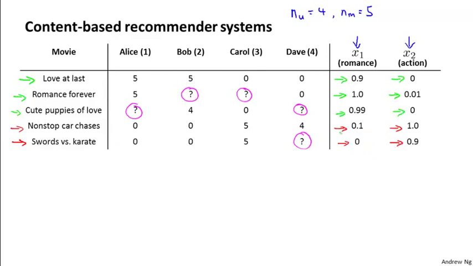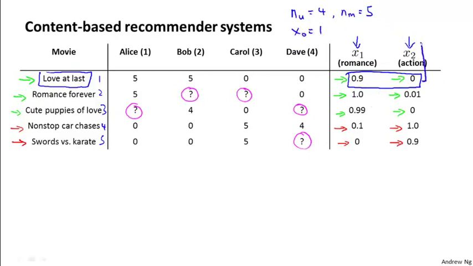So if we have features like these, then each movie can be represented with a feature vector. Let's call these movies, movies 1, 2, 3, 4, and 5. For my first movie, Love at Last, I have my 2 features, 0.9 and 0. And so these are features x1 and x2, and let's add an extra feature as usual, which is my intercept term feature x0, which is equal to 1.